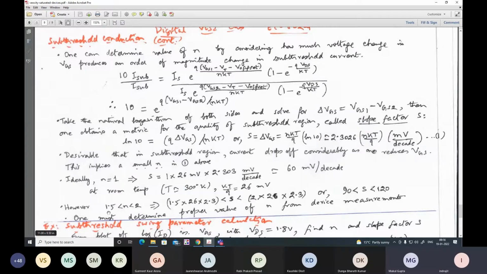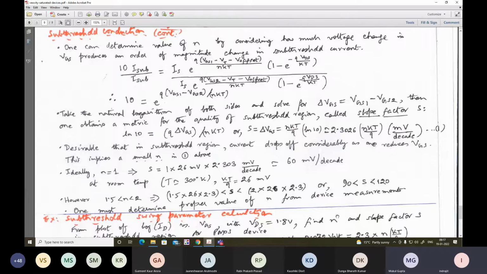If n is 1.5 to 2, it has been observed that the required change in VGS is 90 to 120 millivolt. If n lies between 1.5 to 2, the limit of the slope delta VGS is given by nkT/q. So 26 into 2.3 multiplied by n, 1.5, means roughly between 90 millivolt to 120 millivolt. One must determine the proper value of n from the device measurement.